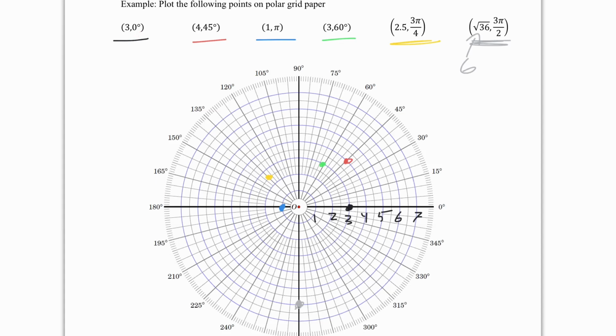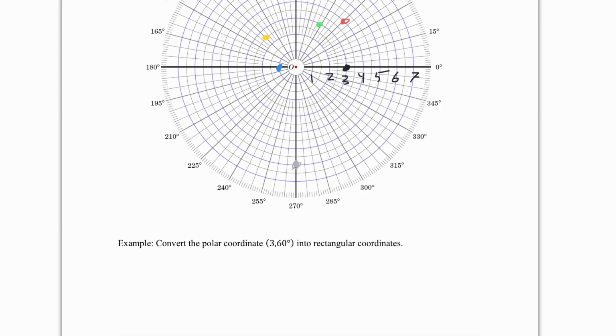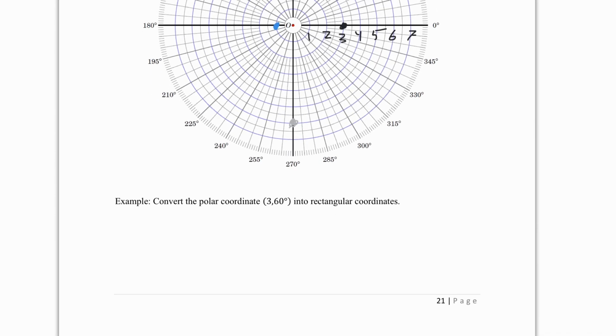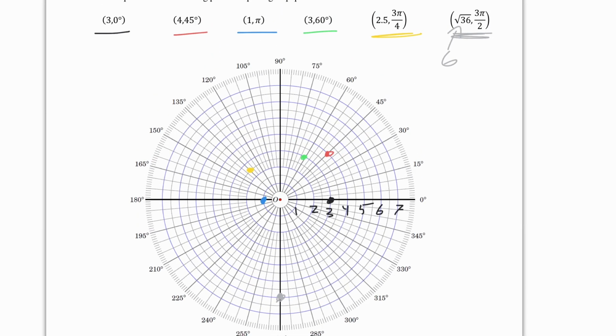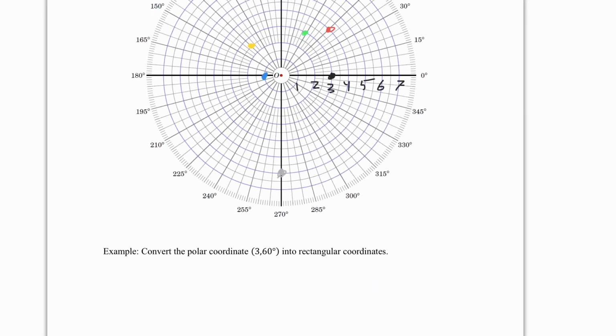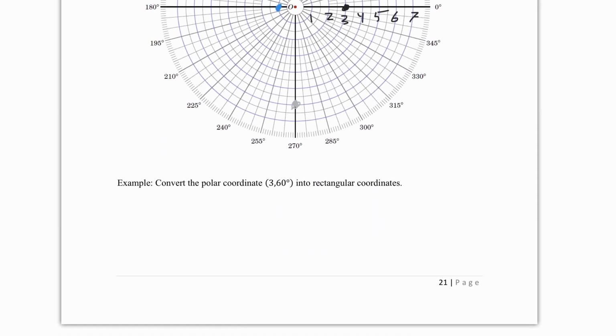We have a coordinate, and we can clearly plot it on this grid. We just have to find the circle that we're going to follow, and then we follow the circle around the appropriate amount of angle. Let's see if we could go the other way. Could we convert a polar coordinate into rectangular coordinates? So if somebody told you 3 and 60 degrees, the one we had over here in green, could we convert this back into rectangular coordinates? Well, let's give it a whirl.